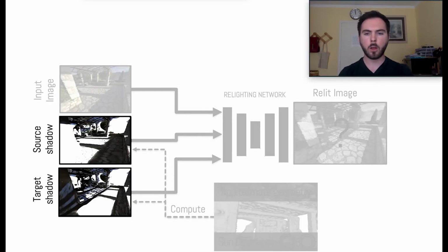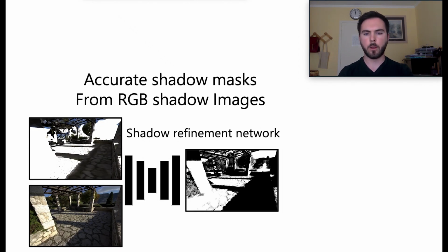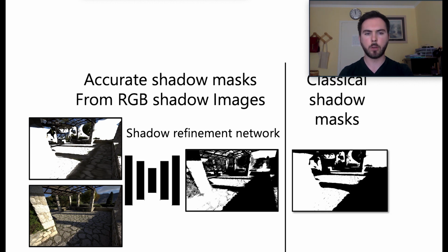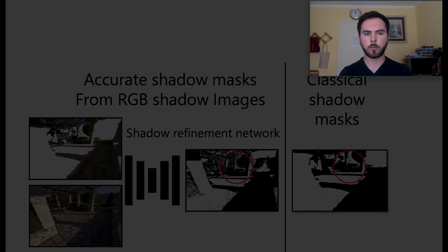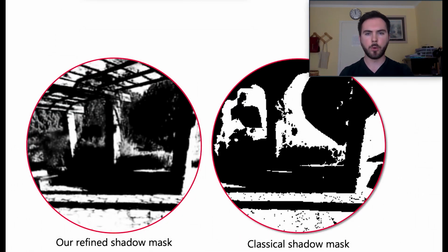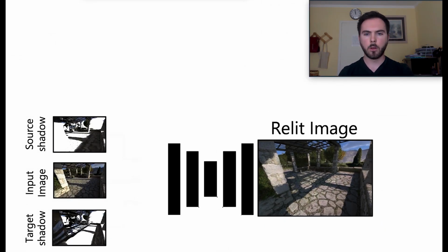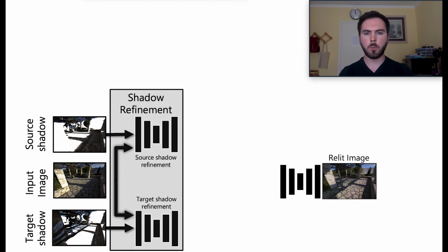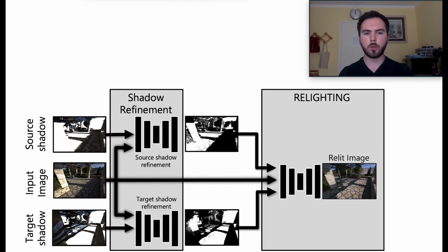That's why we introduce an intermediate refinement step that helps us get accurate binary shadow masks, which is what we wanted from the beginning. Here we show the result of our refinement network compared to the classical shadow masks. As you can see, our version is much more precise and overcomes geometry issues. We just add this step of shadow refinement in between, which we can supervise because we use synthetic data.